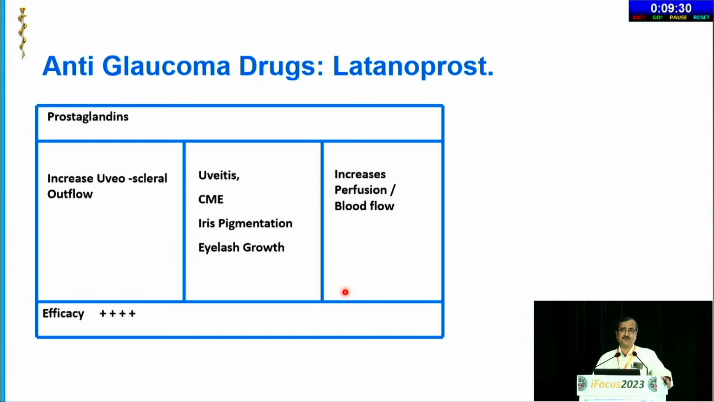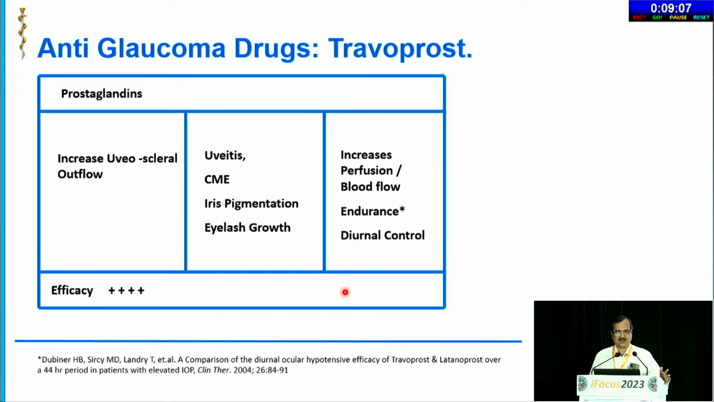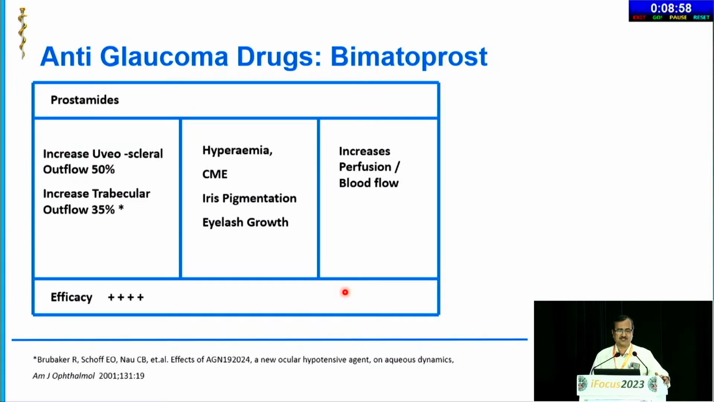So then came the PG analogs, latanoprost. They act basically through the uveoscleral outflow. The side effect profile includes uveitis, CME, iris pigmentation and eyelash growth, and this increases the perfusion also, so it has a vascular perfusion benefit to the patient. Efficacy is better than timolol. Then the same for travoprost, they claimed endurance, that the action lasts over 72 hours, and better diurnal control. Then bimatoprost, a similar profile; they profess that about 35% of the outflow is also through the trabecular meshwork, and the efficacy is almost the same.